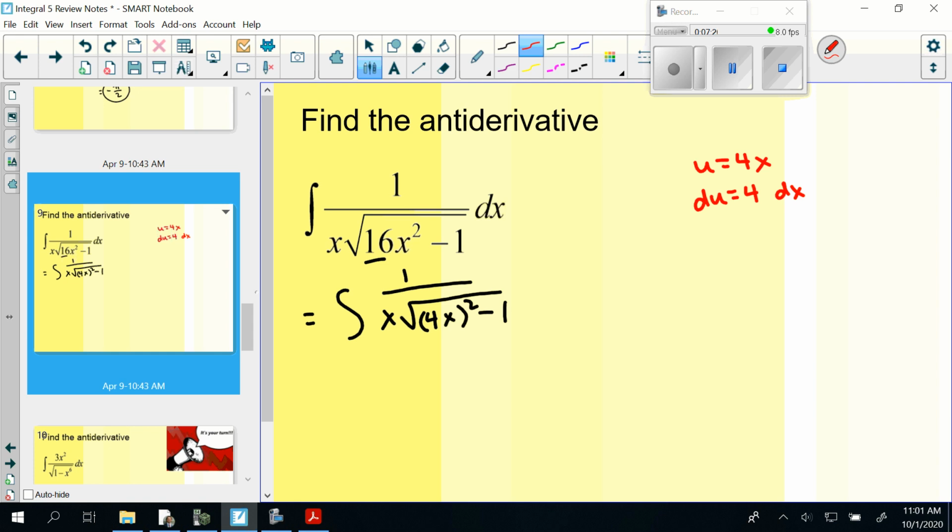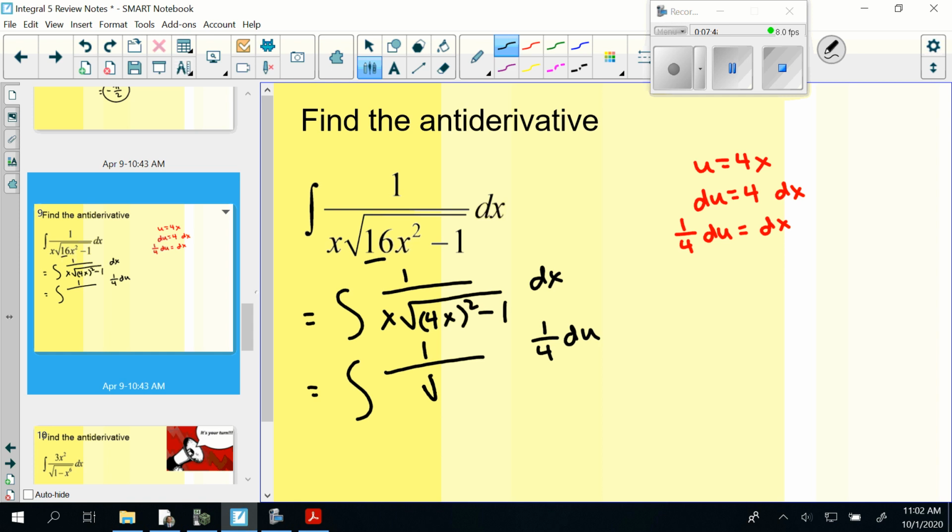I forgot my dx in here. I don't see another 4 to cancel out there, so I'm going to move that to the other side to do our replacement here. So our dx is going to turn into 1/4 du. Substituting in our other stuff, we got 1 over, this will turn into u squared minus 1.